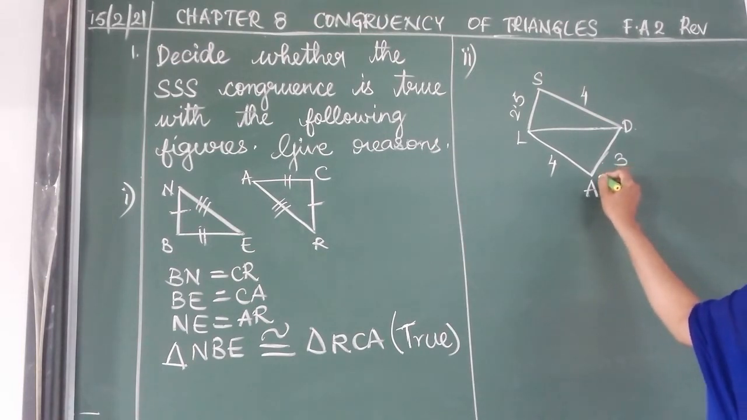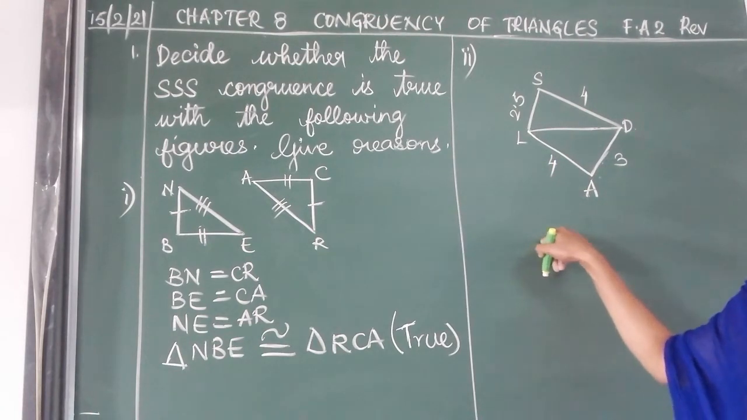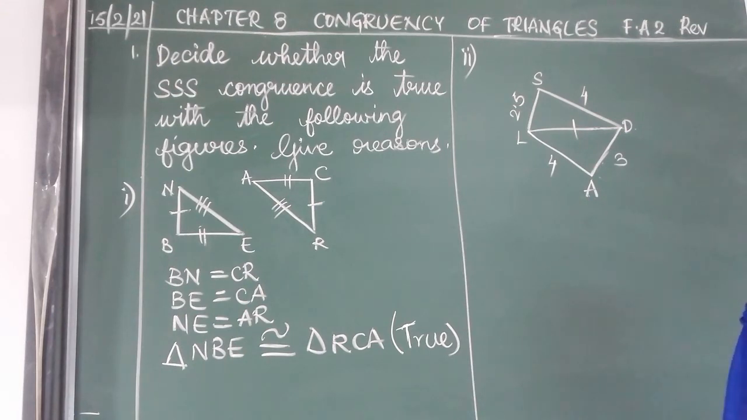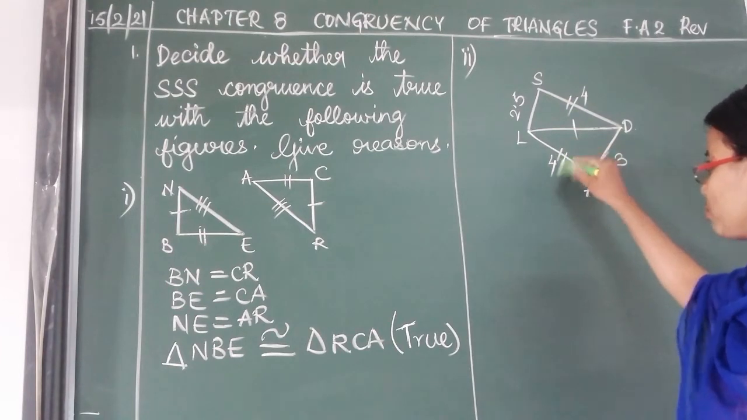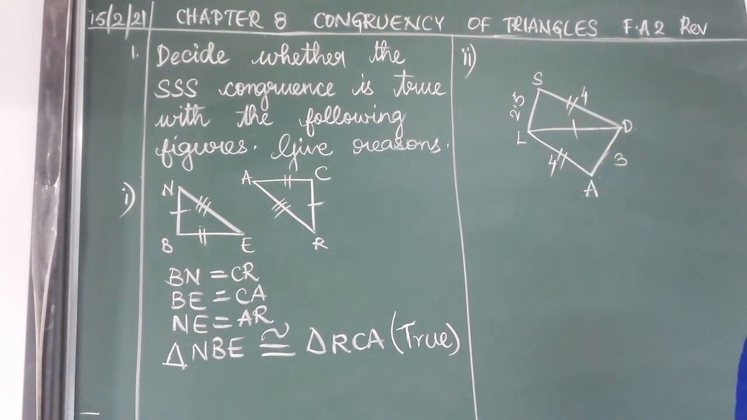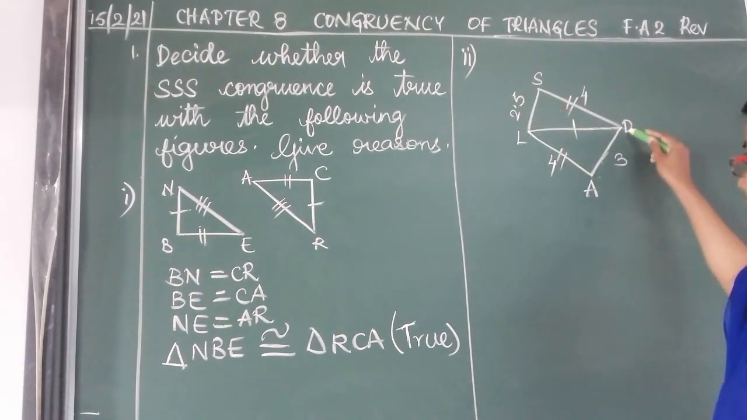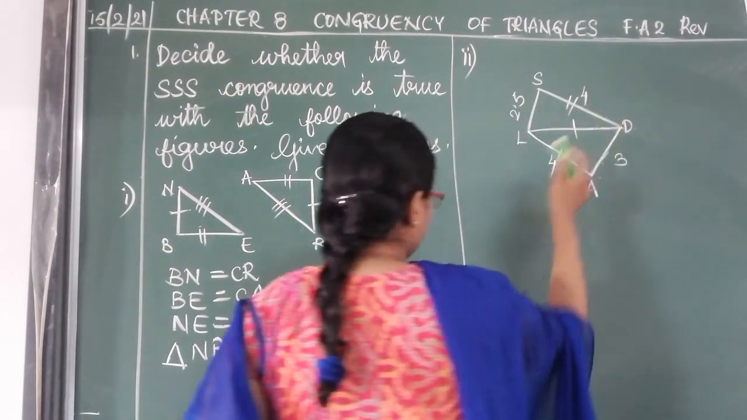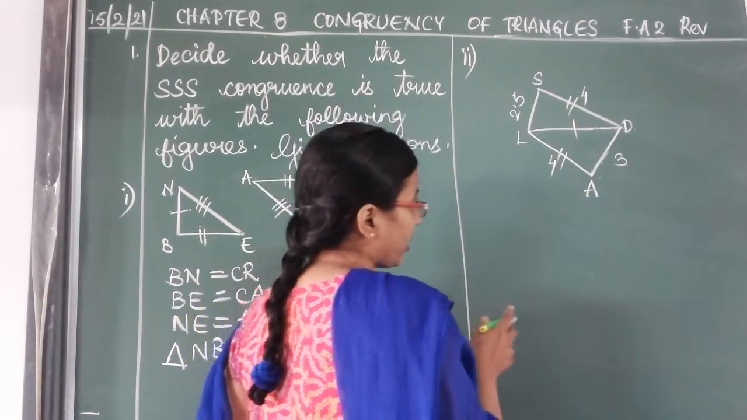Now let's do the second bit. So here you can see, let's try to write the corresponding sides. LD is a common side, so you know that both of them will be equal. And here 4 and here also it's given 4, so these two sides are equal. Now the other third side, you can see that SL is 2.5 whereas DA is 3. Is it equal? No, very good. So these two sides are not equal to each other. Only two sides are equal and the third side is not equal.